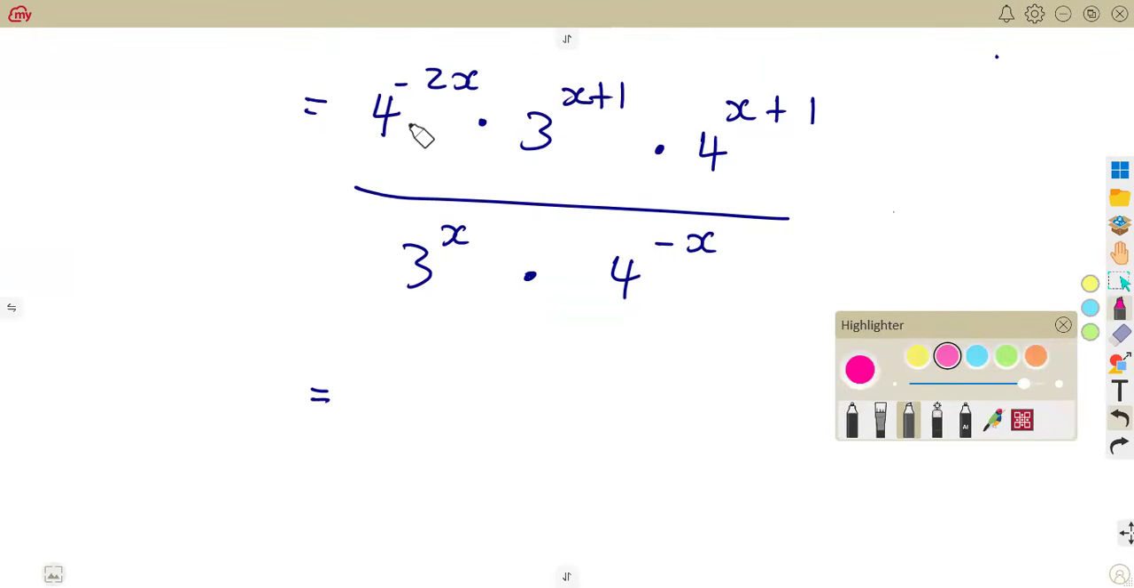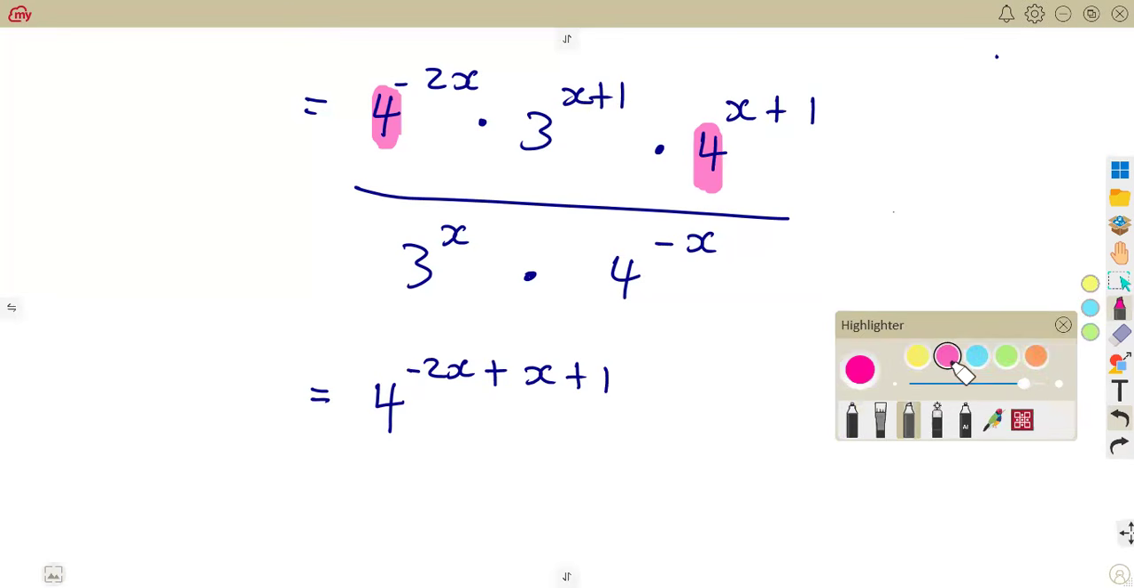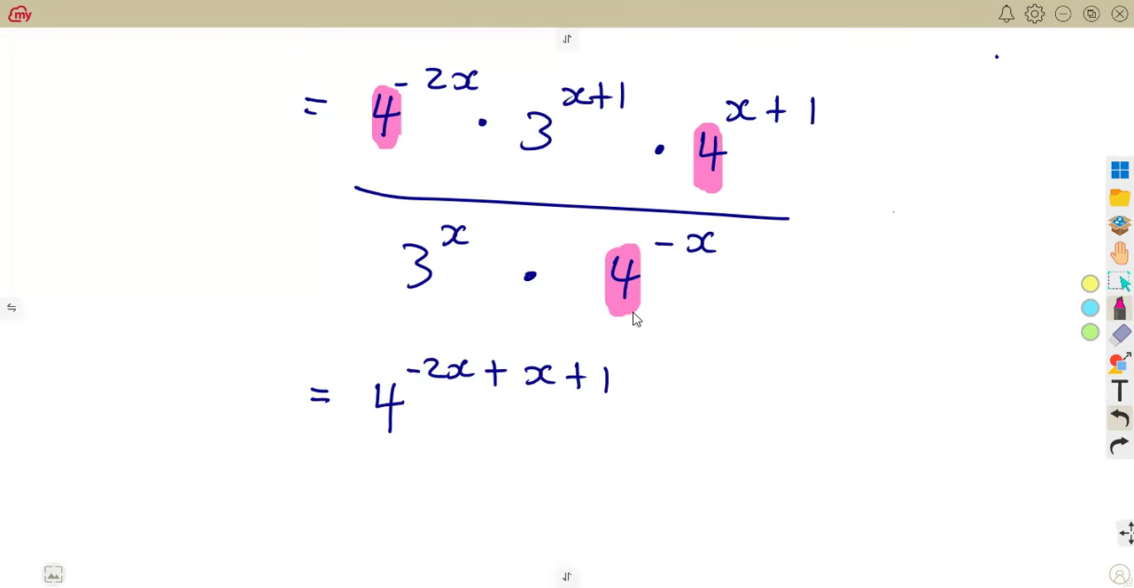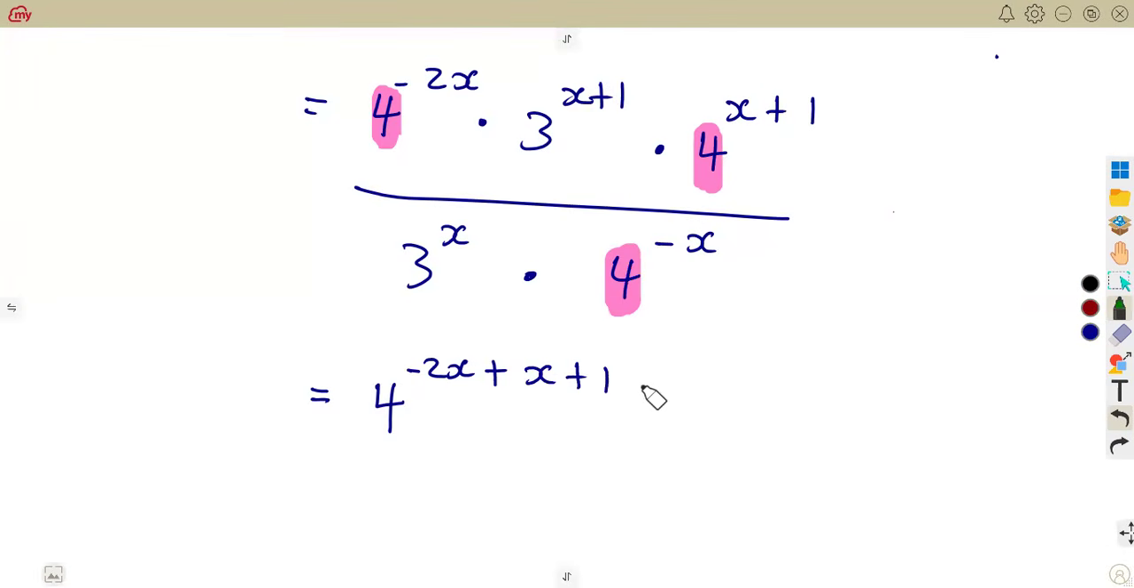In the numerator, we can see that's a product. We've got the base of 4 here, and the base of 4 here. So what are we going to do? We add the exponents because it is under a multiplication. So it is going to be 4 to the exponent of minus 2x, and we add this exponent as it is, so plus x plus 1. This is the base of 4. But as you can see, we also have another 4 in the denominator, meaning it's a division. When the bases are the same and you're dividing, what are you going to do? You're supposed to subtract. So it was supposed to be minus x like this.